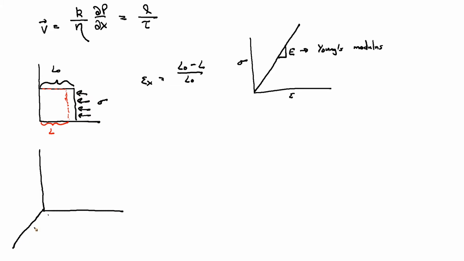So if I have now, instead of just a one-dimensional square, a three-dimensional cube. Three-dimensional cube, that's kind of redundant, isn't it? The cube is three-dimensional by definition. So we have a cube, and I'm going to apply now a stress on each side. And the stress is going to be equivalent on all sides. Okay. And that cube's going to deform into a smaller cube.